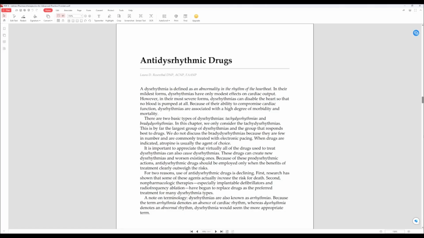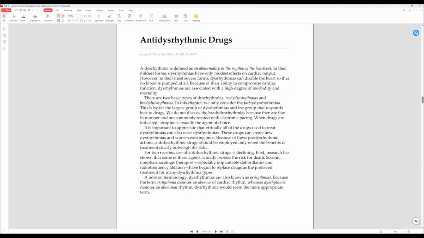It is important to appreciate that virtually all of the drugs used to treat dysrhythmias can also cause dysrhythmias. These drugs can create new dysrhythmias and worsen existing ones. Because of these pro-dysrhythmic actions, antidysrhythmic drugs should be employed only when the benefits of treatment clearly outweigh the risk.